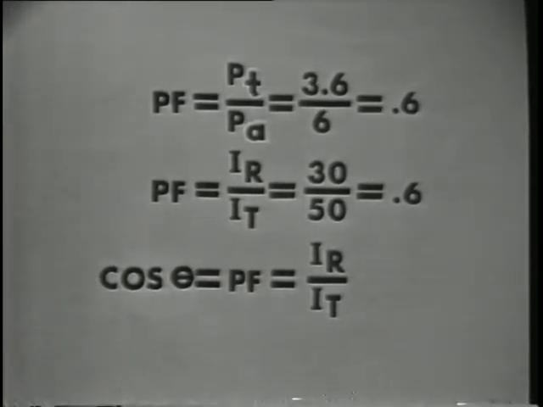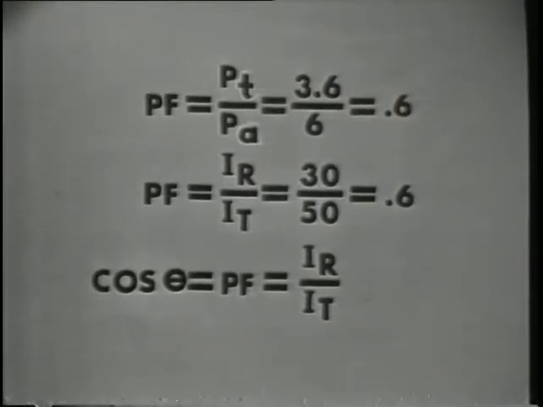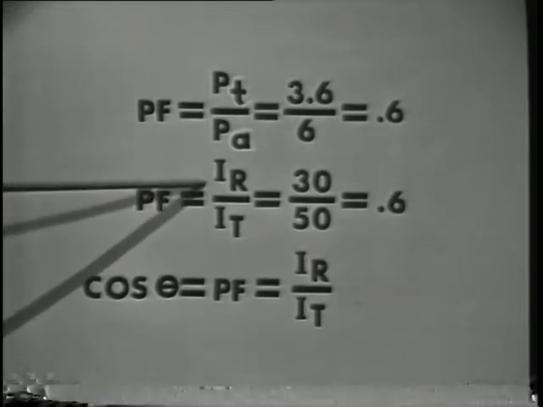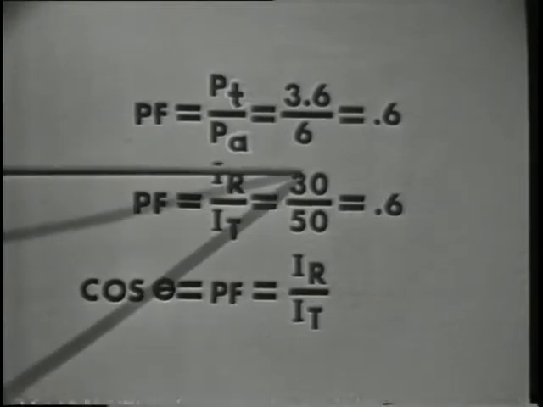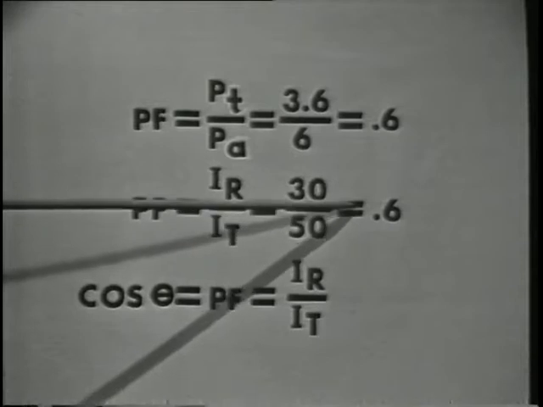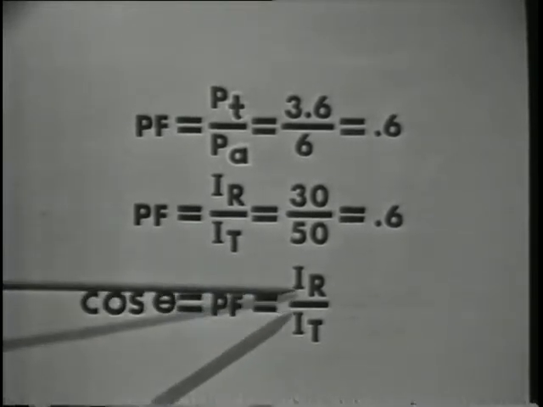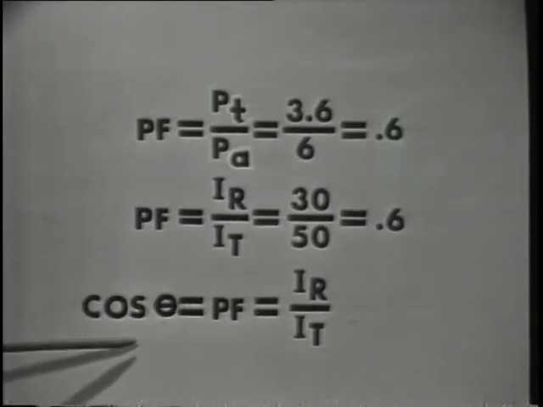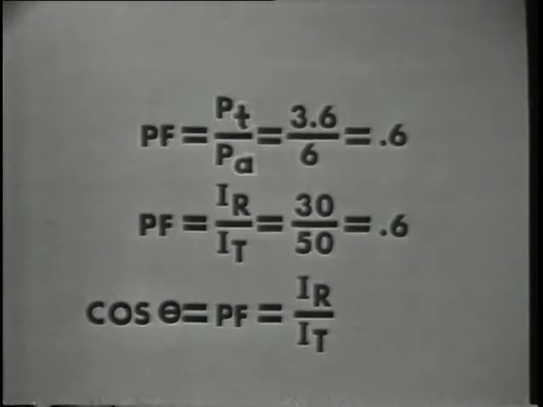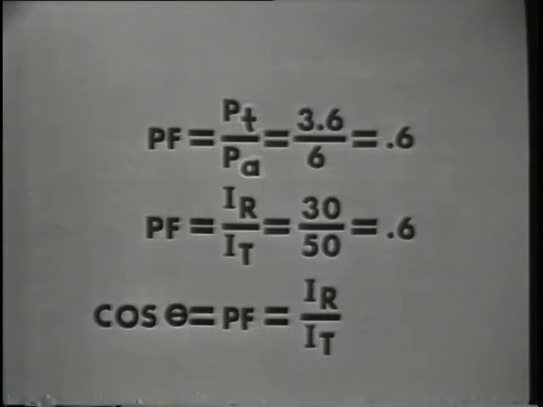Also, since the currents in the circuit tell us the amount of power in each branch, we can use the ratio of these currents to determine the power factor. IR over IT, 30 over 50 equals 0.6. The power factor again is 0.6. Also notice that the cosine of angle theta equals IR over IT, or the cosine of theta equals the power factor. And now we can see how the phase angle will influence the power factor, or influence the efficiency of our circuit.